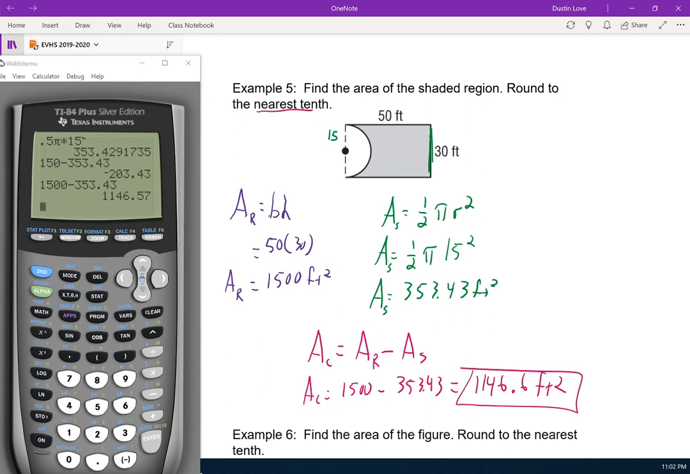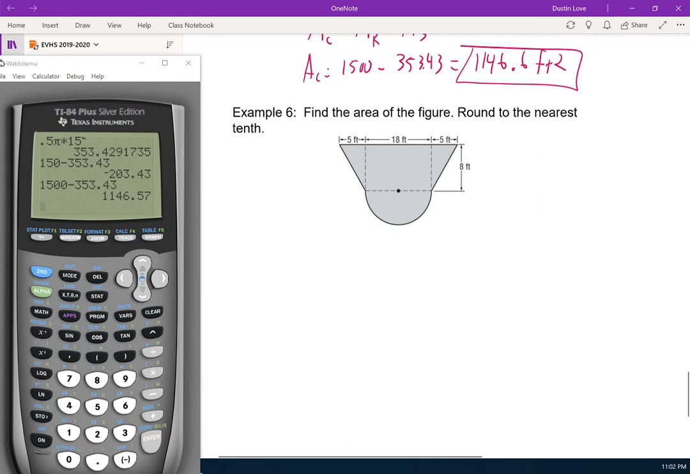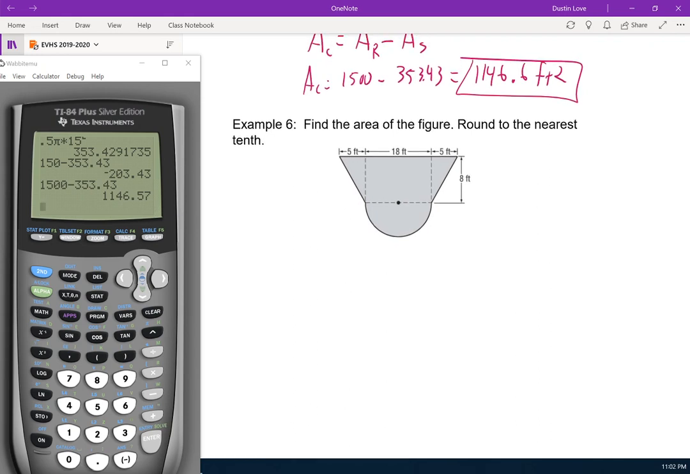All right, one more example. We're only 20 minutes in, going faster than I thought. Find the area of the figure, round to the nearest tenth. So I've got to decide what I'm going to be doing as my basic shapes here. I see two basic approaches to this.